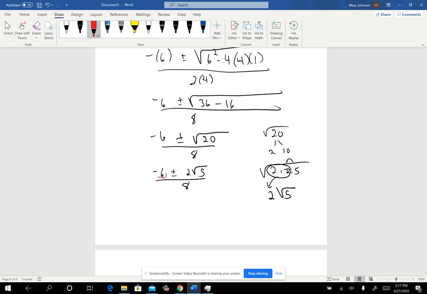Now here, here, and here, all of those are even, so we can simplify this by dividing by 2 everywhere. So we'll have negative 3 plus or minus just 1 square root of 5, all of that over 4. And you wouldn't have to write the 1. So negative 3 plus or minus square root of 5 over 4. We don't need to separate it because these are not like terms, so separating it wouldn't get you anywhere. So just leave it, and this would be your final answer.